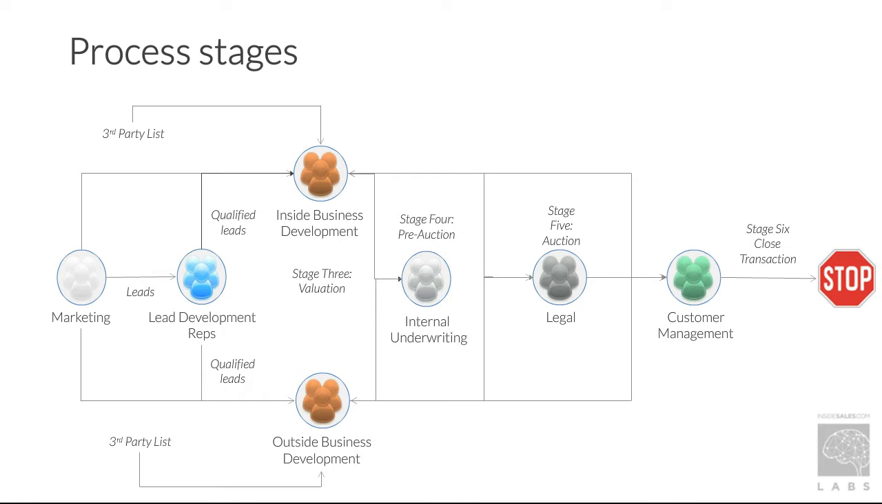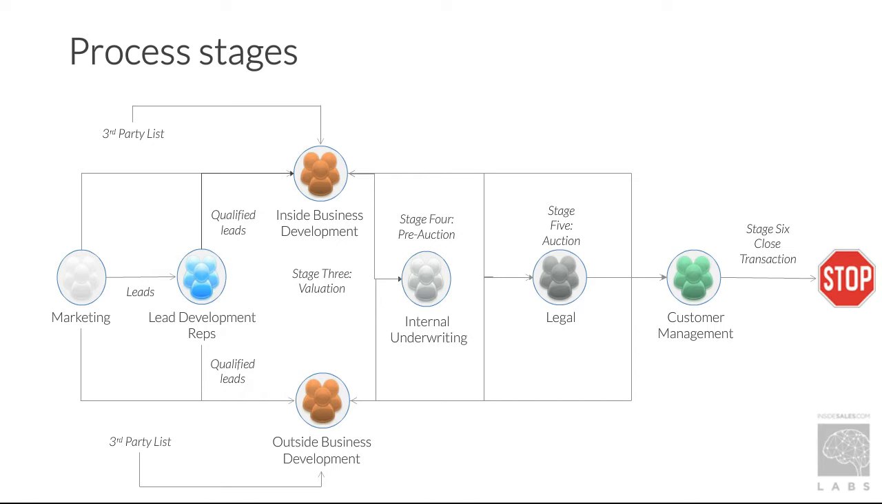Yes, okay, we've got a marketing area. They're generally sending leads to a lead development team. That's the blue team there. And that lead development team can then qualify and send leads to an inside or an outside team. But those inside and outside business development or sales, they do a lot of their own prospecting. They're using their own lists or third-party lists. And then before a deal can actually close, we have a couple other teams involved. We've got an internal underwrite, and we've got a legal team and a customer management team.